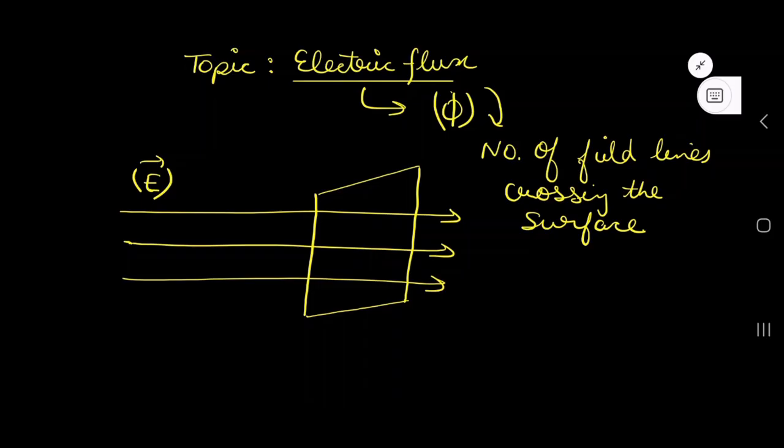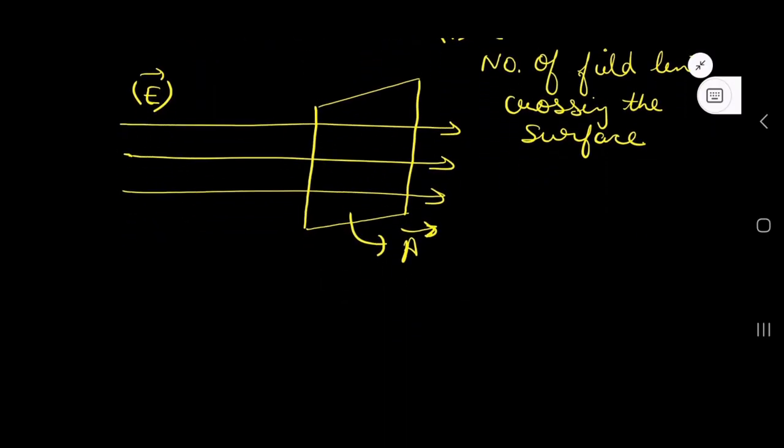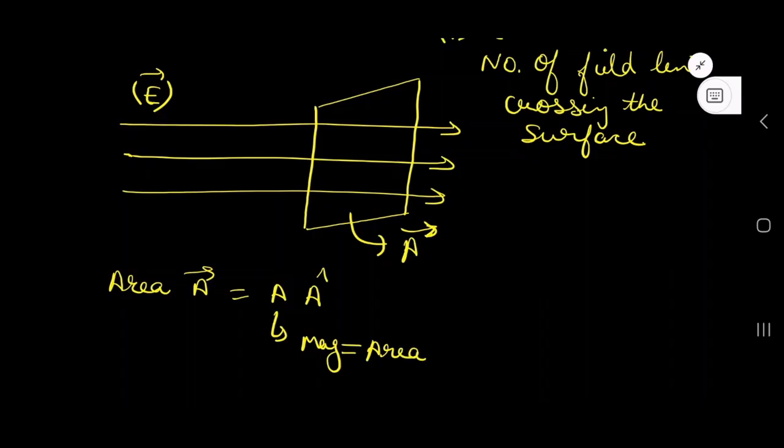Now let us suppose this planar surface has some area A, and we'll see that here area will not be a scalar quantity anymore. It will be a vector quantity, and we'll understand it in a while. So suppose this is the area vector, and this area vector will have some magnitude as well as some direction. So the magnitude of this area vector will be the area of the surface. We know how we calculate area, right? That will be our magnitude.